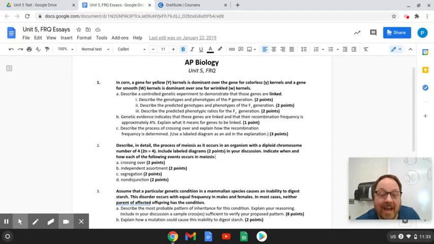Indicate when and how each of these events occurs. So crossing over. When does crossing over happen? What's going on? Independent assortment. When does assortment happen? What's going on there? Segregation, when you separate those homologous chromosomes. What's going on there? When does that happen? And then with non-disjunction, when does non-disjunction occur? And what's happening with non-disjunction?